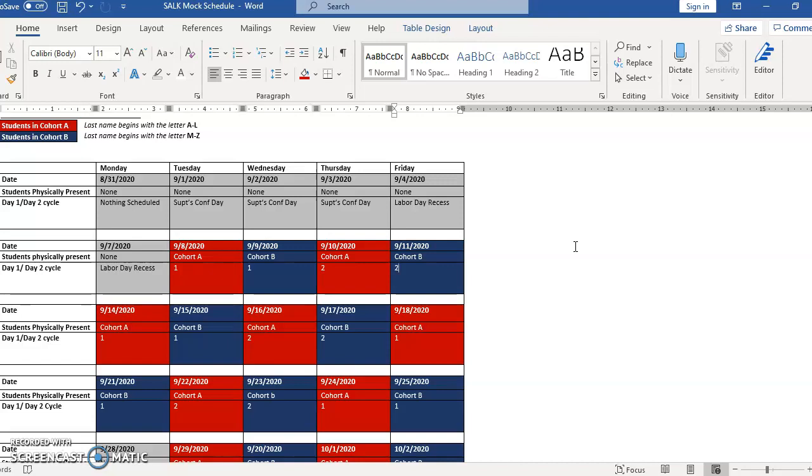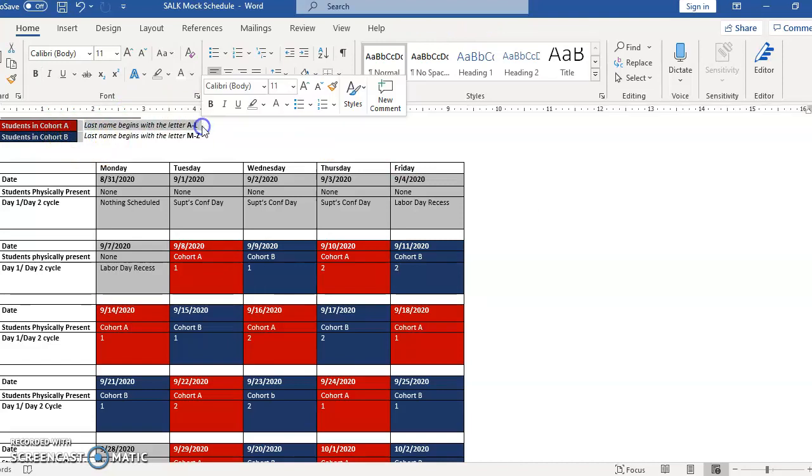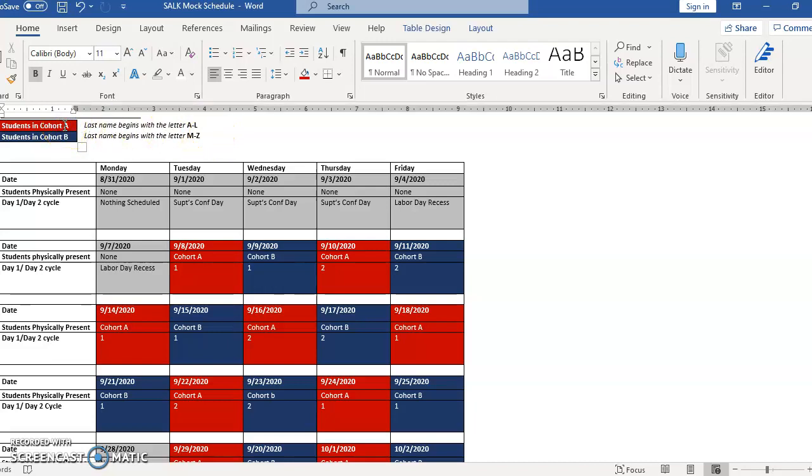Okay, so we've broken up the students into two different cohorts. There's cohort A and there's cohort B. In cohort A are the students whose last name begins with the letters A through L, and in cohort B, the students whose last name begins with letters M through Z. Okay, so cohort A is red, cohort B is blue.